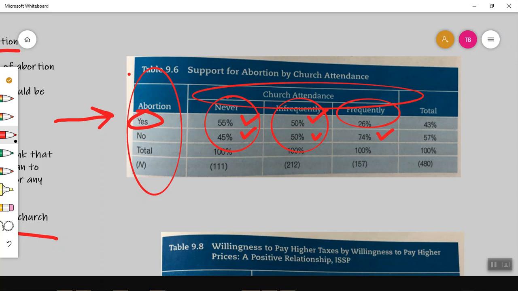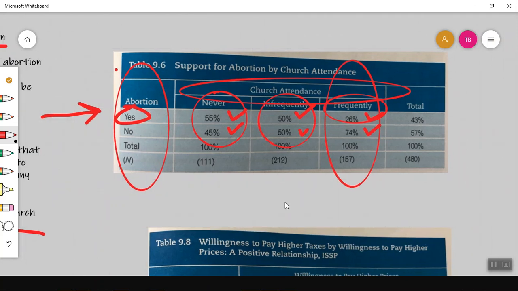So if you were this researcher, you could make the argument that for people who frequently attend church, there does seem to be a pretty strong relationship with whether you support abortion or not. Here, 26% of people support it, whereas infrequently and never don't really have much of an effect.